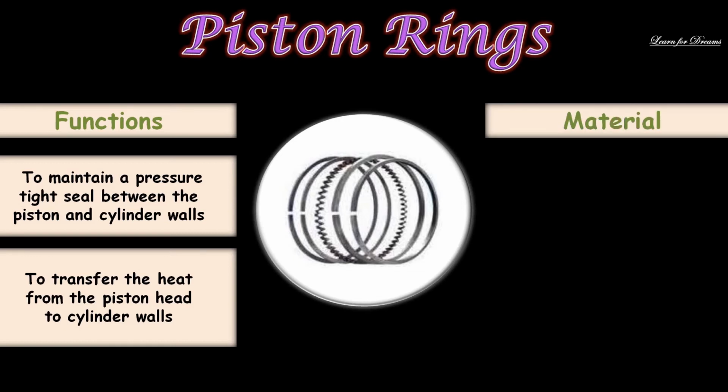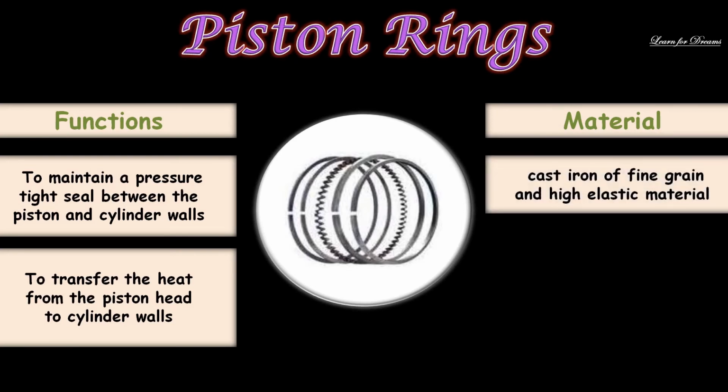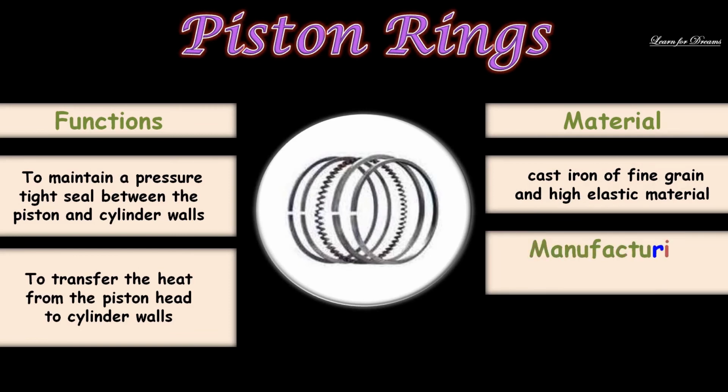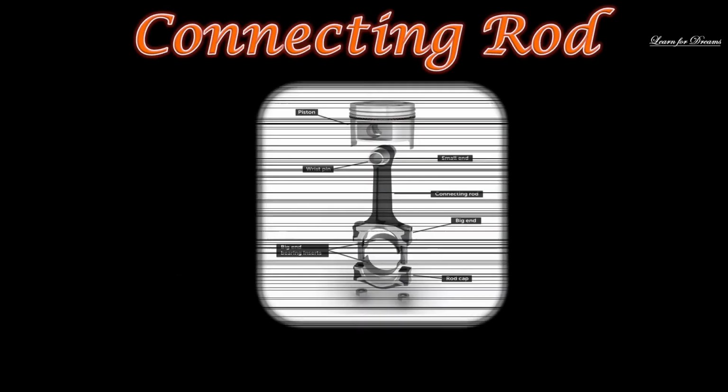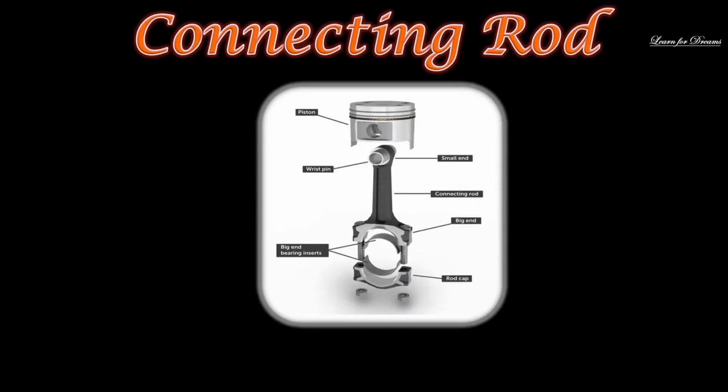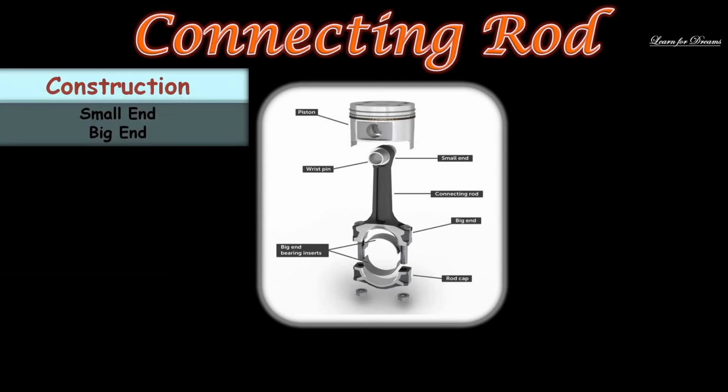Next, to transfer the heat from the piston head to the cylinder wall. It will also be used to transfer the heat to maintain the temperature within the limit, or always higher, so that effective combustion will be there. The material: here we are going to use cast iron of fine grain and high elastic material. The manufacturing method is the pot casting method.